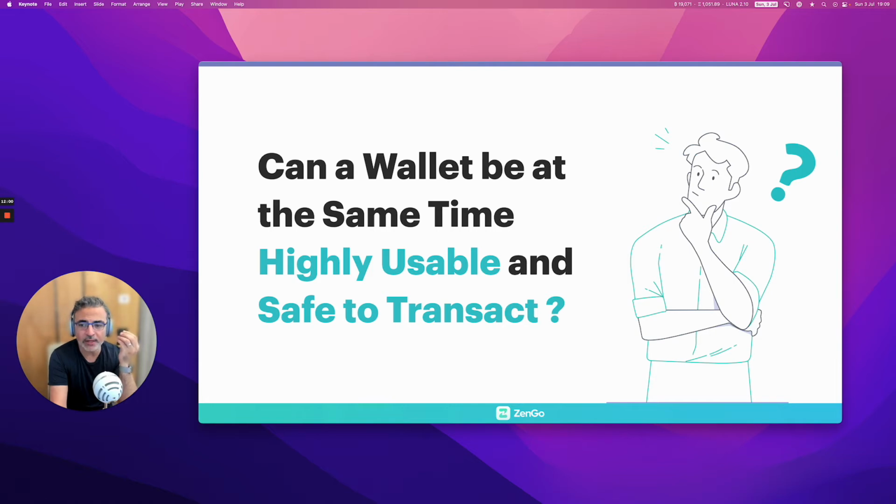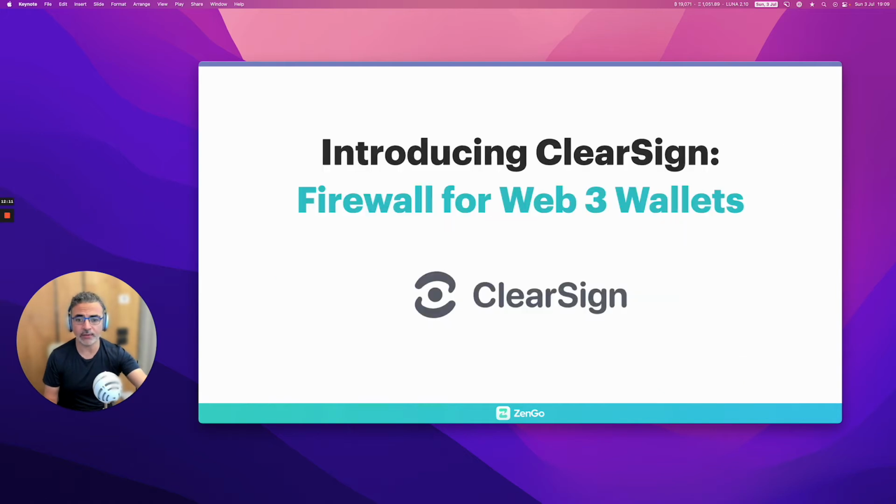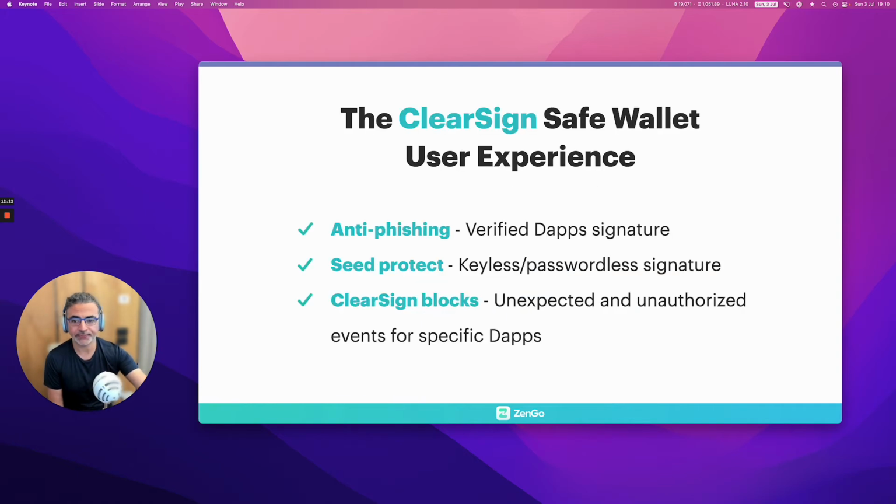And the question we ask ourselves is, can a wallet be at the same time highly usable and safe to transact? Not just safe, but safe to transact, while remaining highly usable. So today, we're introducing ClearSign, which is a firewall for Web3 wallets. So what do we mean with that?